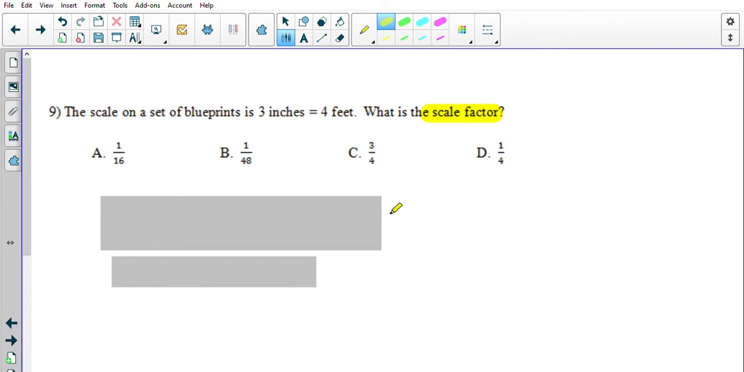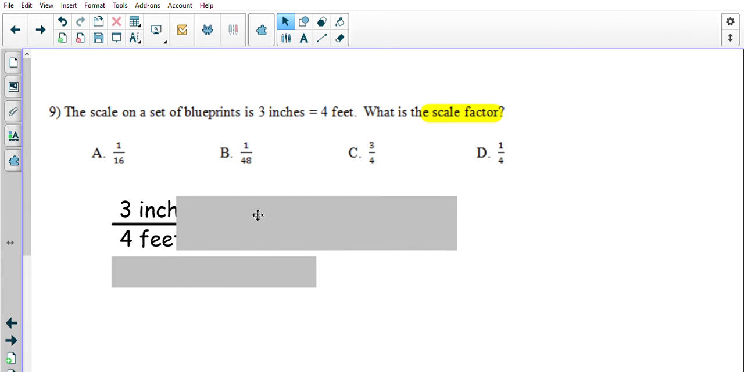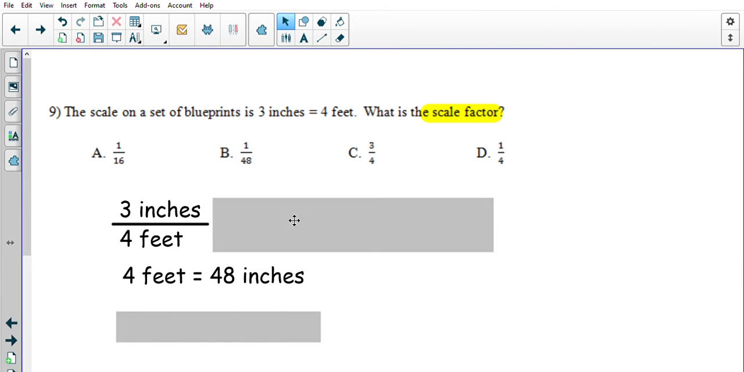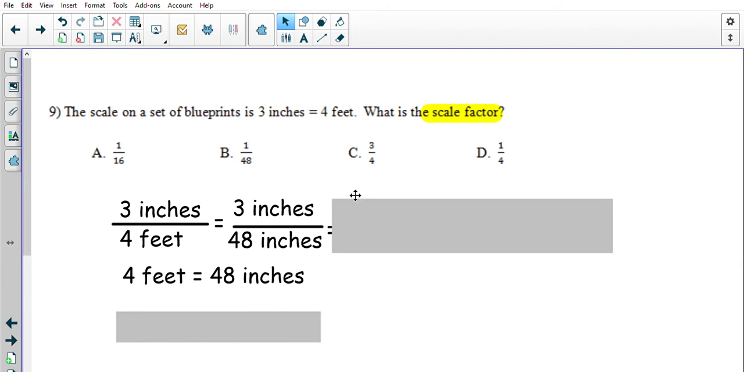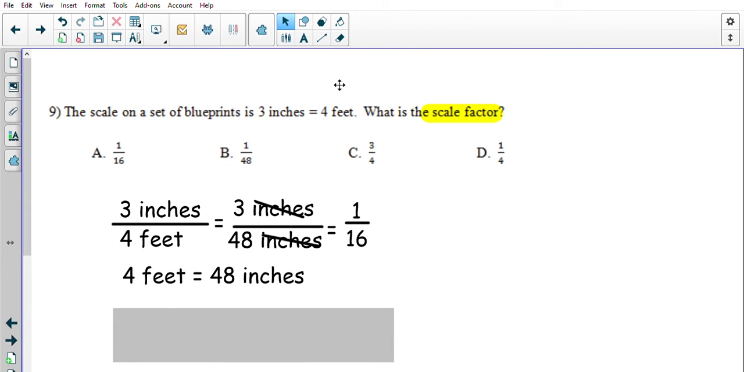So hopefully it's fresh in your mind that you're not choosing C, but if I gave this to you maybe at the end of the unit, you might choose C. C is not correct though, because we need to get the same unit of measure. So we have 3 inches over 4 feet. We need to convert feet into inches. 4 feet is 48 inches. 3 inches over 48 inches reduces to which answer? Hopefully you're thinking or said 1/16, which is letter A.